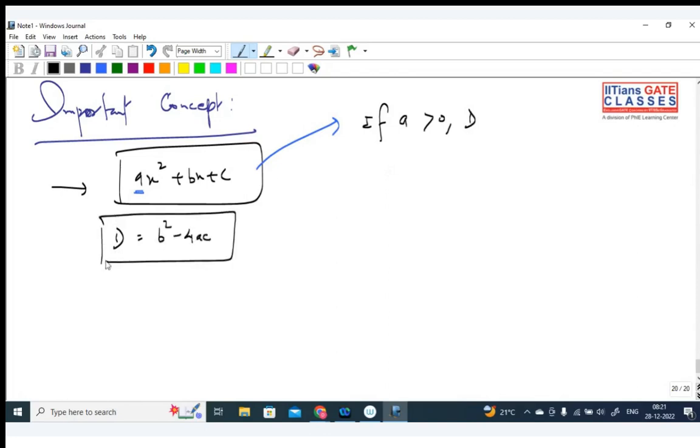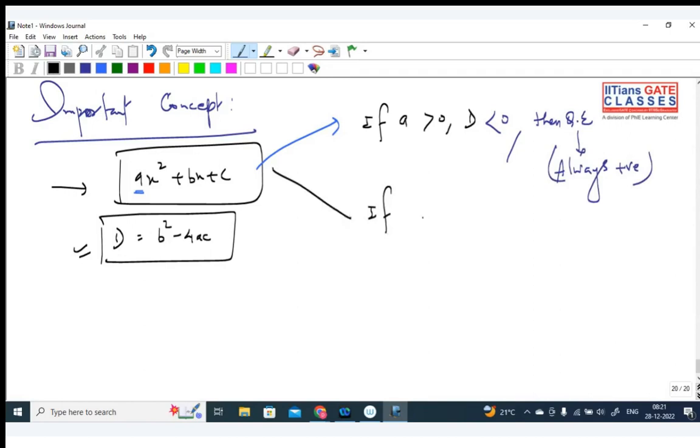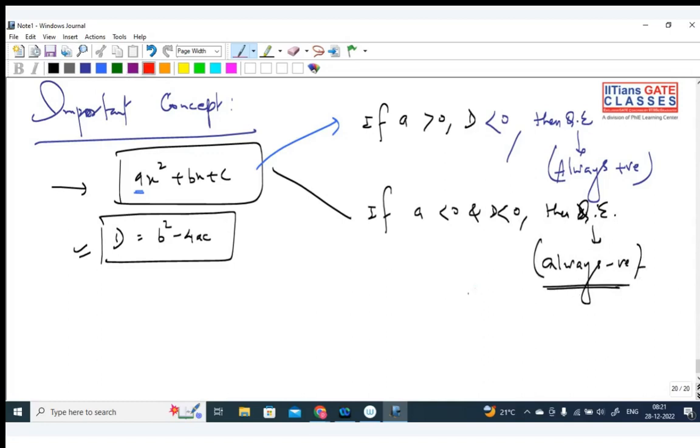So for the present, just accept this. If a is greater than 0 and d is less than 0, then the quadratic equation will always be positive. This is always true. And if a is less than 0 and d is less than 0, then your QE, that is quadratic equation, will always be negative. I hope you are understanding why I want to tell this, because whenever rational inequalities are given and this polynomial is present in the denominator, if it is positive, you can take the cross multiplication. So please note down this concept.